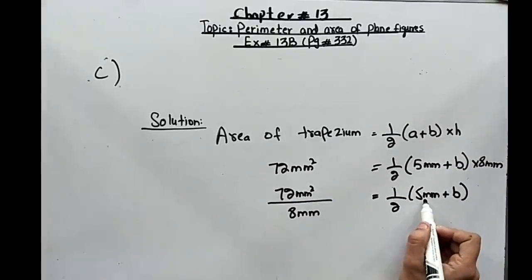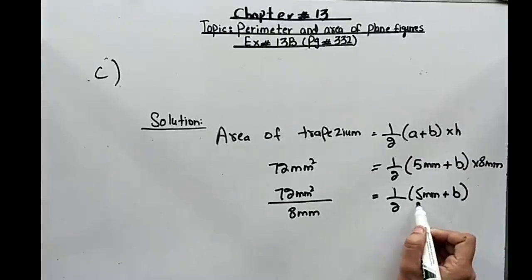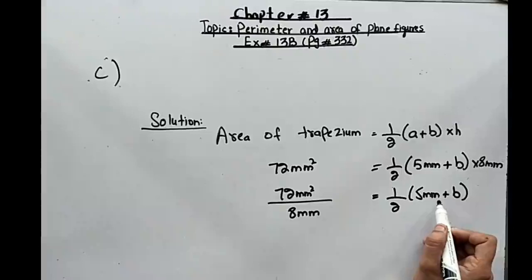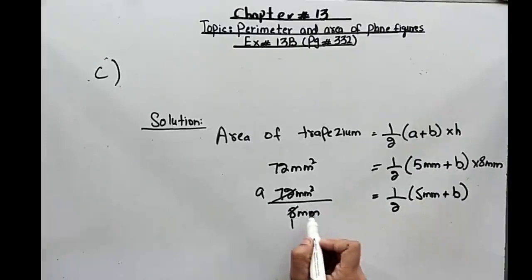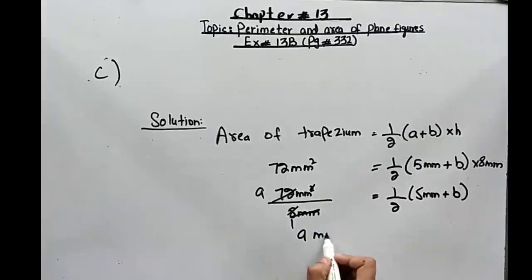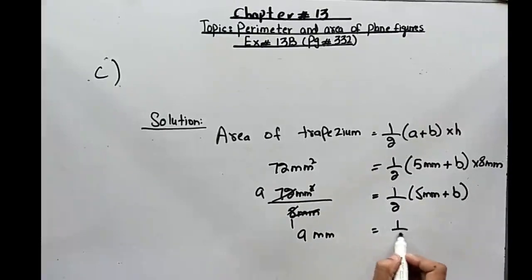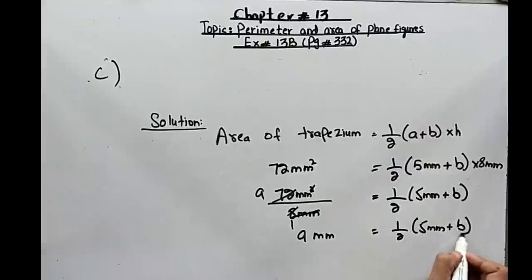We cannot add 5 and B because B is a variable and 5 is a constant number, and we know that we cannot add a variable and a constant number. Fine. So 8 ones are 8, 8 nines are 72. Millimeter will cancel with the square. So just 9 millimeter will be left. 1 by 2, 5 millimeter plus B.